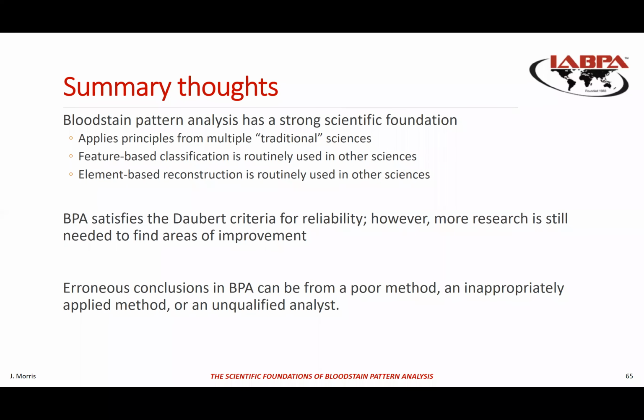But with that said, I fully admit that more research needs to be done. And I continue to encourage our researchers to press forward with that research. I encourage the bench analysts or the field analysts to do their own research, to answer their own case questions, and then to publish that research so that the broader community can benefit. And erroneous conclusions in BPA can be from a variety of different sources, from a poor method to an inappropriately applied method or an unqualified analyst, not because the science is junk.